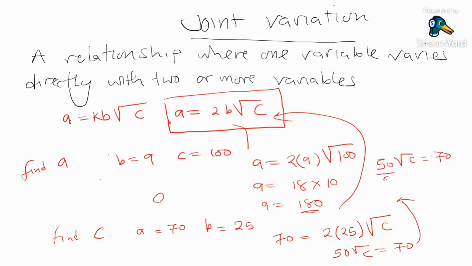Here we can divide by 50. So we get rid of this. We remain with square root of C is equal to 70 over 50, which can be reduced to 7 over 5. Now, to get rid of this square root, the square root is just the same as C to the power 1 over 2. So if we multiply it by a 2, which means we square this, we are going to get rid of the square root, which means also the other part, we square it.